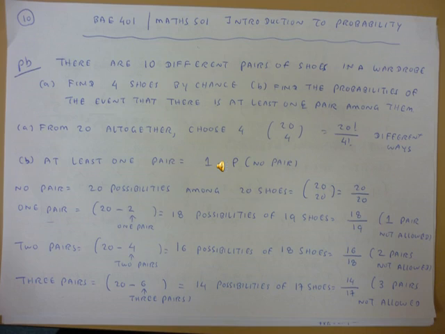So that at least one pair possibility will be one minus the no pairs possibility, so that will be one minus 224 by 323, so you get 99 by 323.